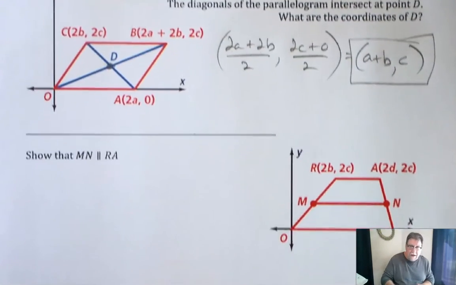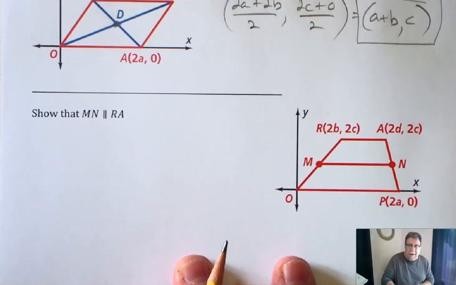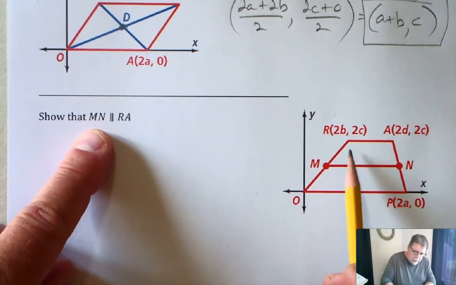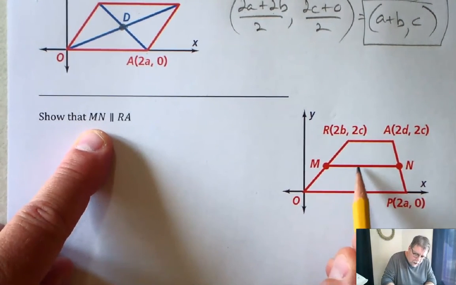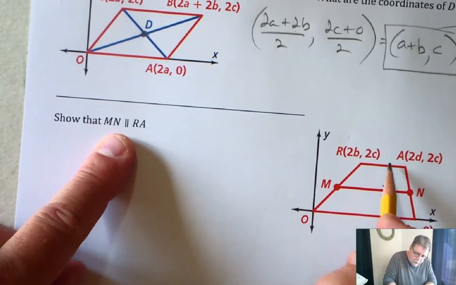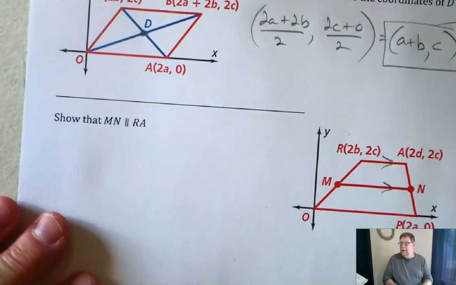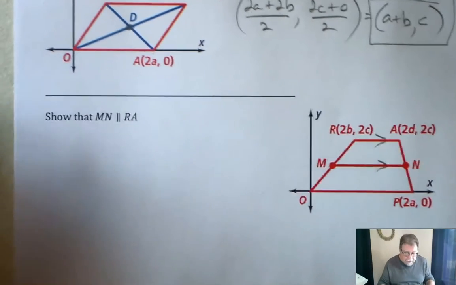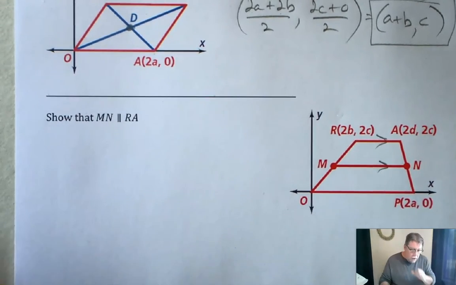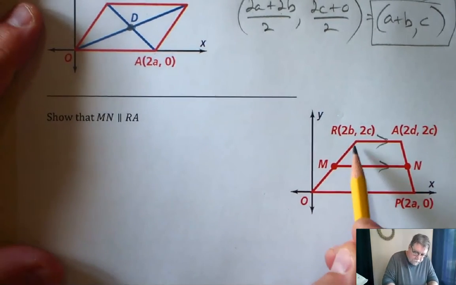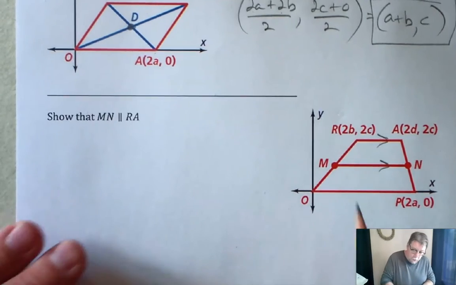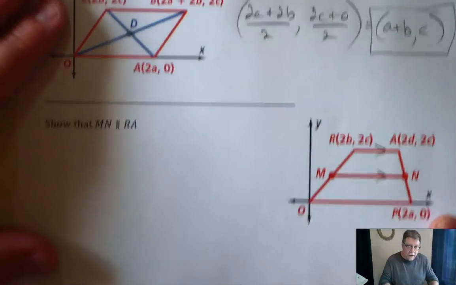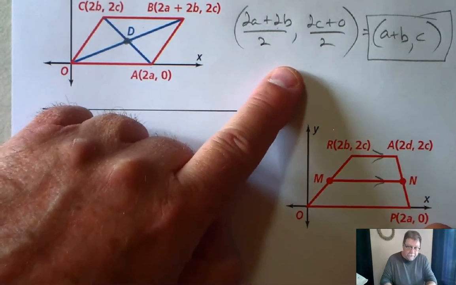And last but not least here, we're going to look at this particular shape. This is a trapezoid. We want to show that MN, which is here, is parallel to RA. So we want to show that the slopes are both the same. Well, I guess we first have to know what the coordinates of M and N are. So that means we've got to use the midpoint formula like we did up here.